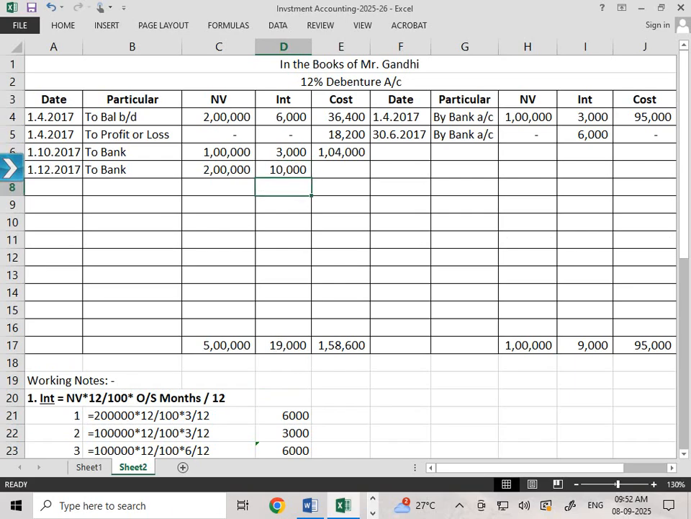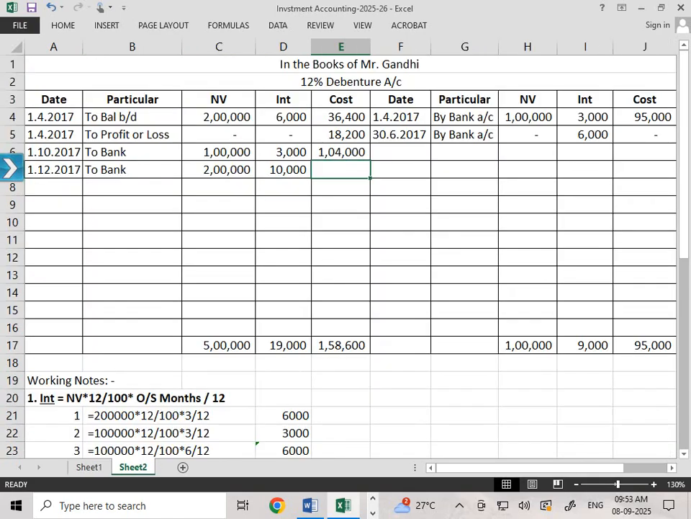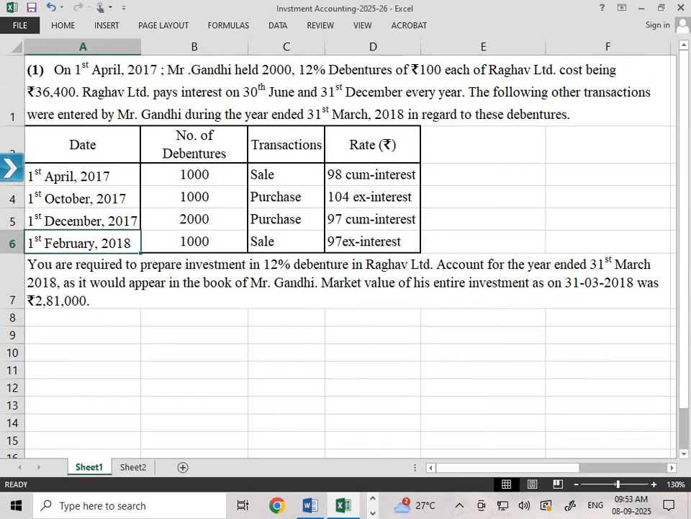Now dear student, here 97 is a cum interest. So we have to deduct interest. So calculate here 2000 debentures multiplied by 97 minus interest. How much interest? 10,000. Why are we deducting interest? Because it is a cum interest. Interest included in the price. We don't want that interest included in the price. We want pure cost. So it comes to 1,84,000.